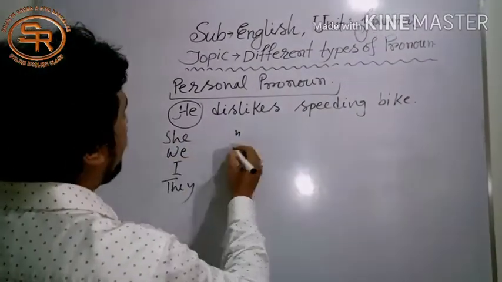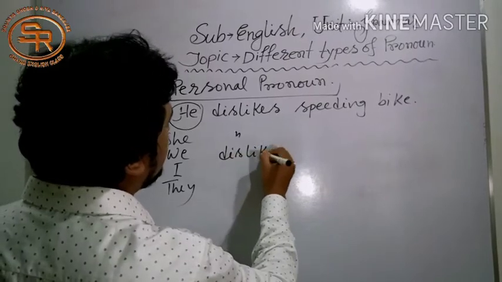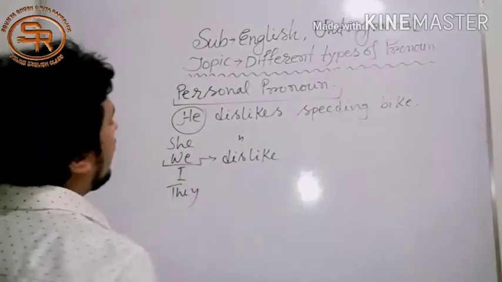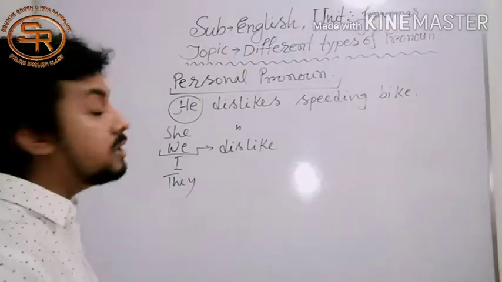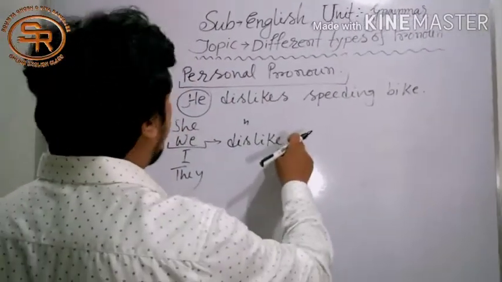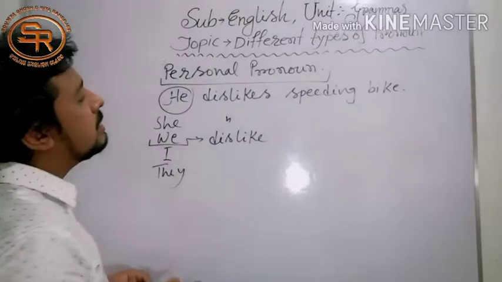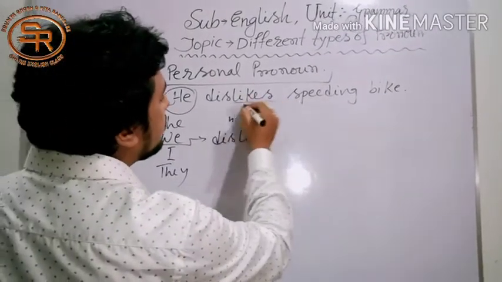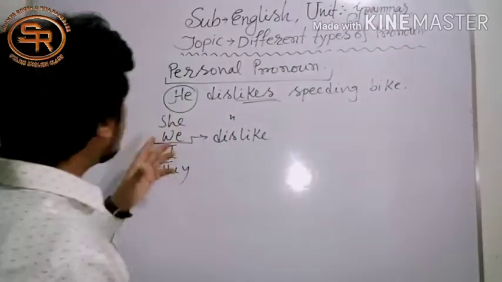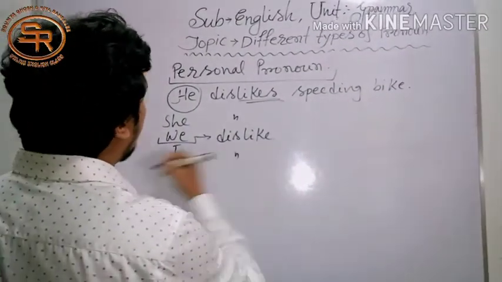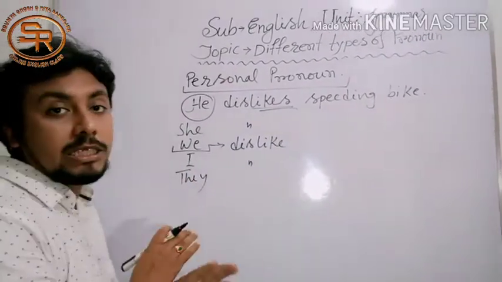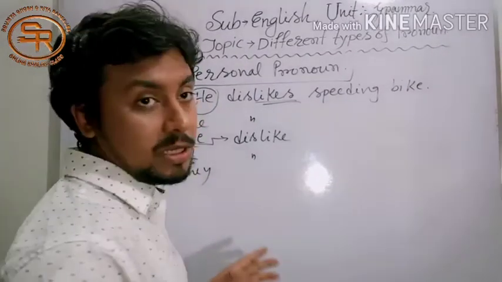Just like she dislikes, same we dislike. We have to change there because we is the plural form. So here in the present indefinite tense, s will not be there. Okay, so for third person singular number, s will be taken after the verb. It's the present indefinite tense, not for the other tenses. Next, for I also, I will write I dislike because it's in the first person. So there is no question about the first person and the second person.